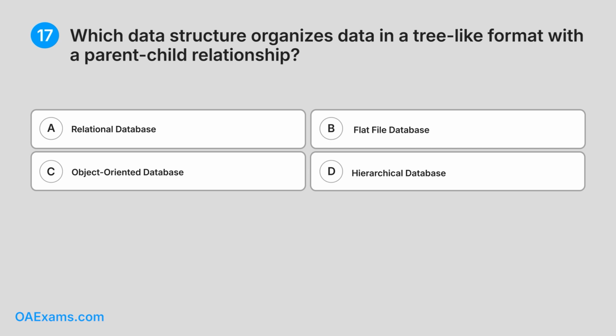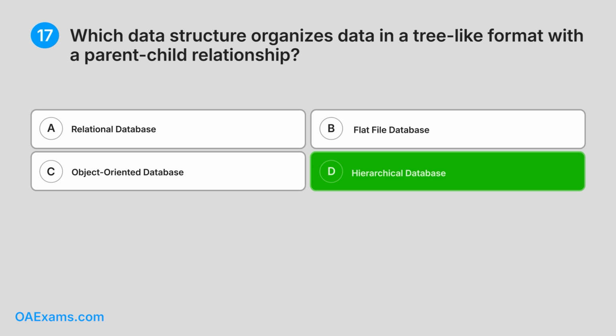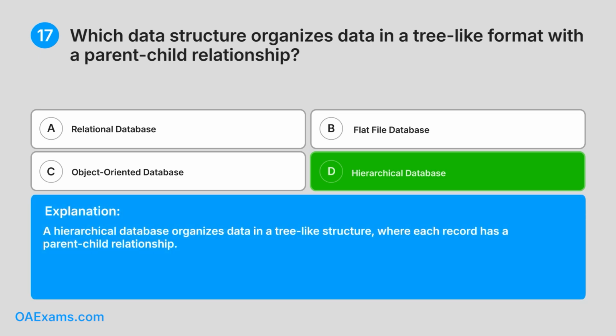17. Which data structure organizes data in a tree-like format with a parent-child relationship? A. Relational database. B. Flat file database. C. Object-oriented database. D. Hierarchical database. Can you guess the answer? Correct answer: D. Hierarchical database. Explanation: A hierarchical database organizes data in a tree-like structure where each record has a parent-child relationship.